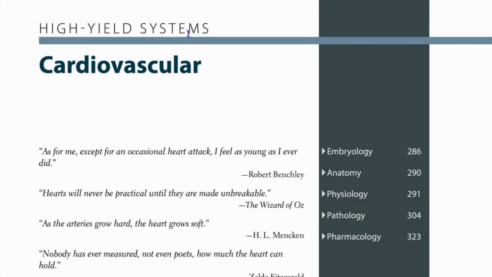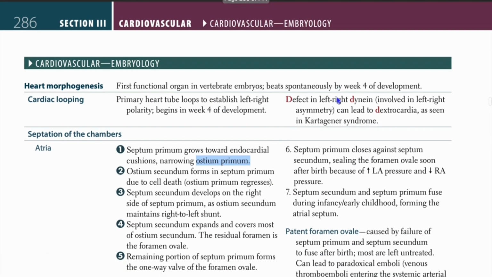Doing high yield systems, starting with CVS, embryo. So heart morphogenesis, first functional organ in vertebrate embryos. It beats spontaneously by week 4 of development, right? You can remember week 4 by thinking about the cavities in the heart. There are two ventricles and two atria, so that's four cavities.